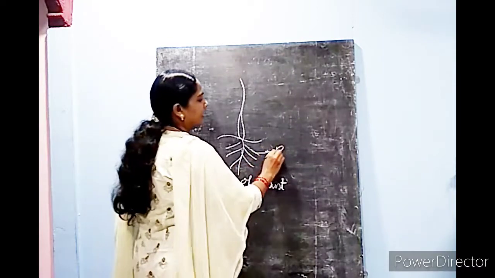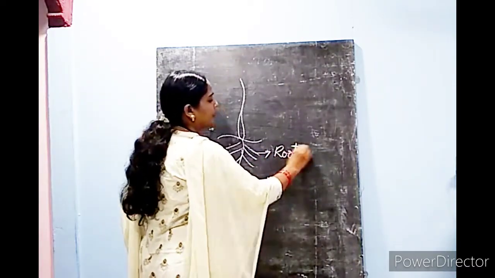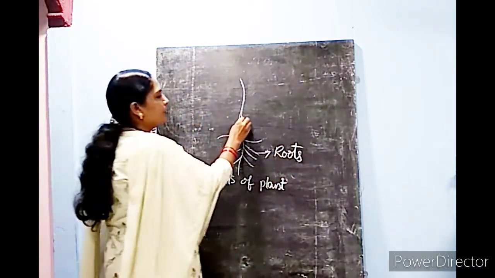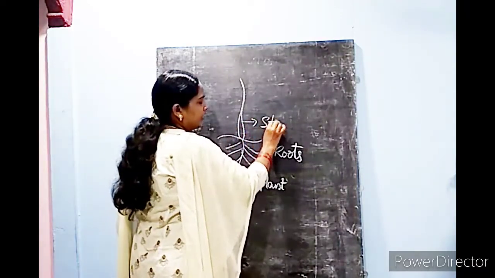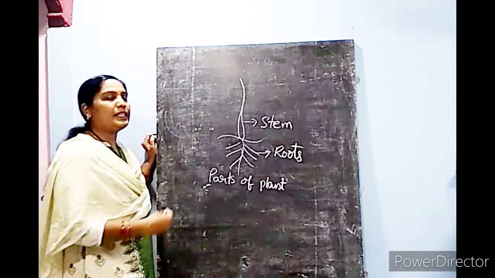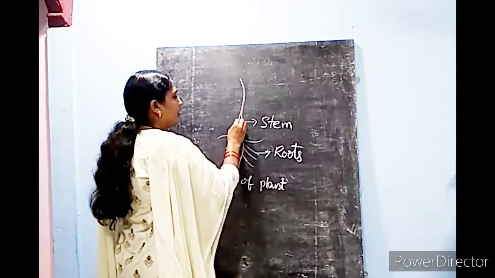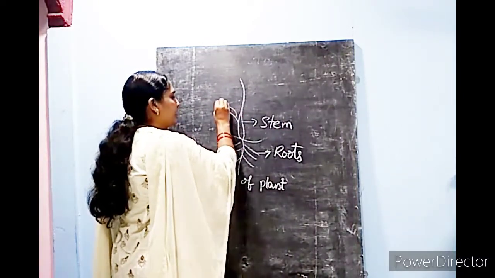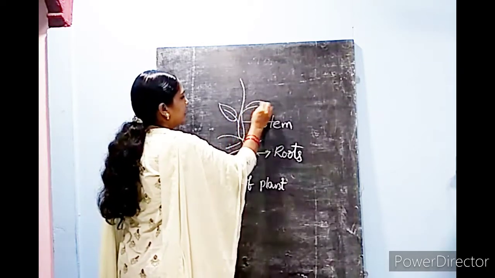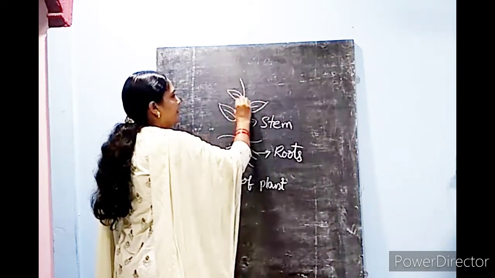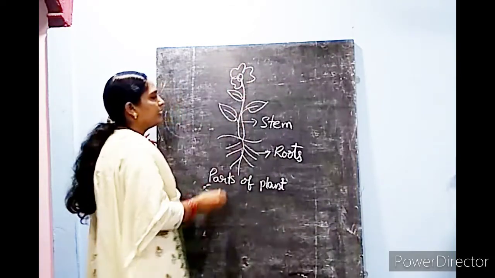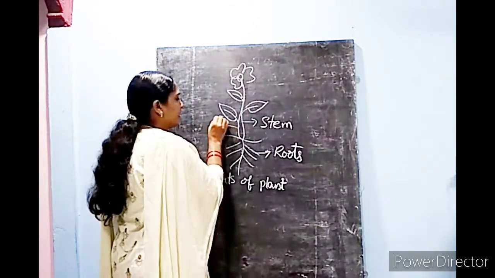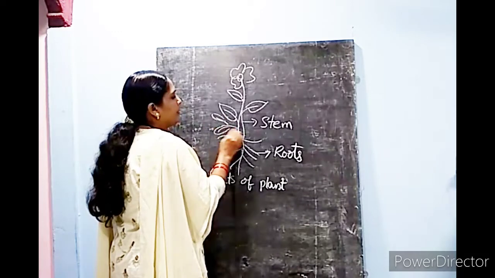So, in a plant, which parts are there under the ground? The roots are under the ground. And above the ground, which part can we see? We can see the stem. And what does the stem contain? The stem bears leaves, flowers, and branches. It also bears branches.